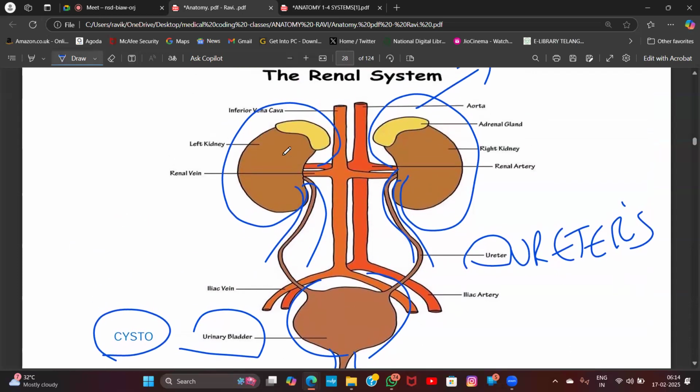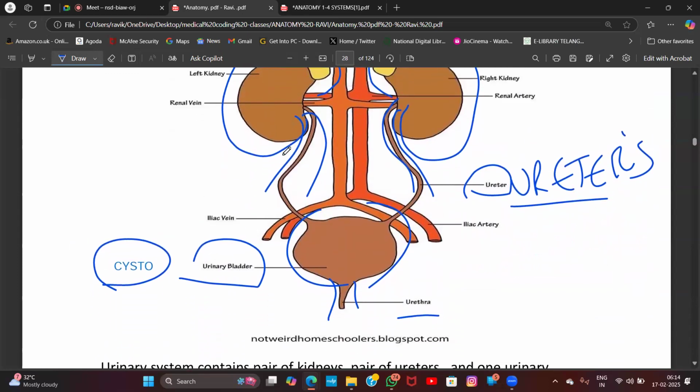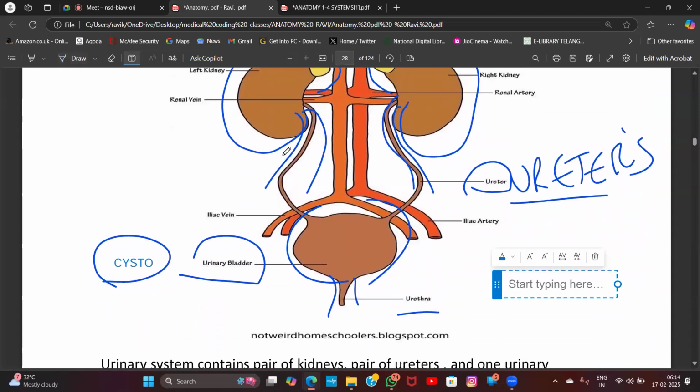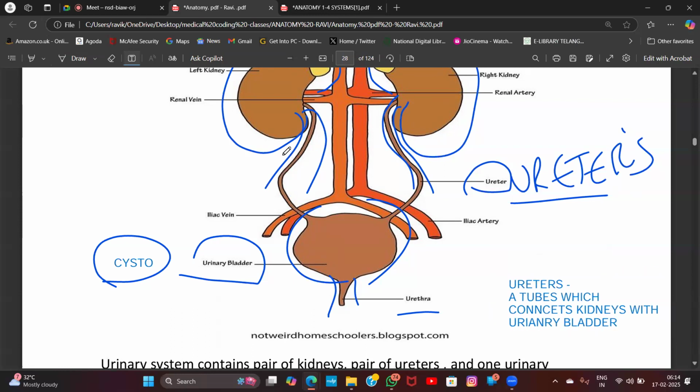Okay, a pair of kidneys, a pair of ureters; there are two kidneys, two ureters, one urinary bladder, and one urethra. You should not be confused with these terms. What are ureters? The ureters are tubes which connect the kidneys with the urinary bladder.